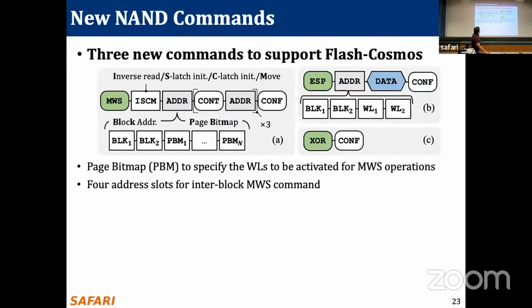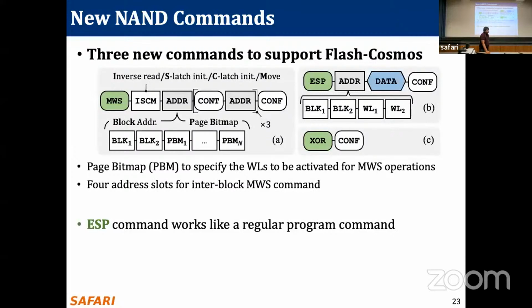Unlike a regular read operation, where only one page is being read at a time, because now we have to read multiple pages or multiple word lines, we need to provide a page bitmap to specify the different word lines that need to be activated for MWS operations. That is provided as part of the address slot. We also have 4 address slots for the inter-block MWS command, which you can see here, separated by a continue slot. If you provide 4 address slots, then you can perform a combination of inter- and intra-block MWS operations. So you can realize, let's say, 4 AND operations and 4 OR operations simultaneously.